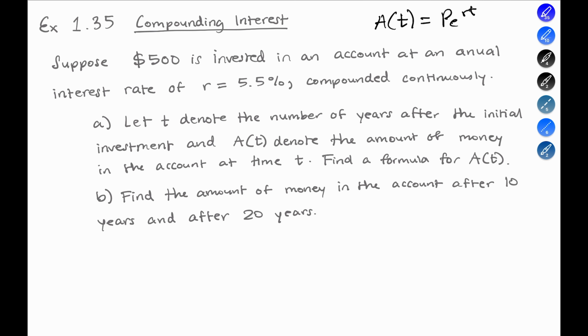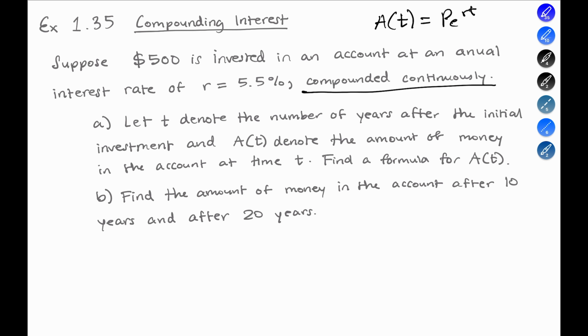So now let's take a look at example 1.35, compounding interest. It says, suppose $500 is invested in an account at an annual interest rate of r being equal to 5.5% compounded continuously. So when it says compounded continuously, that is the key to realizing that this equation, A of t is equal to P E to the power of rt, is going to be in use in this problem.